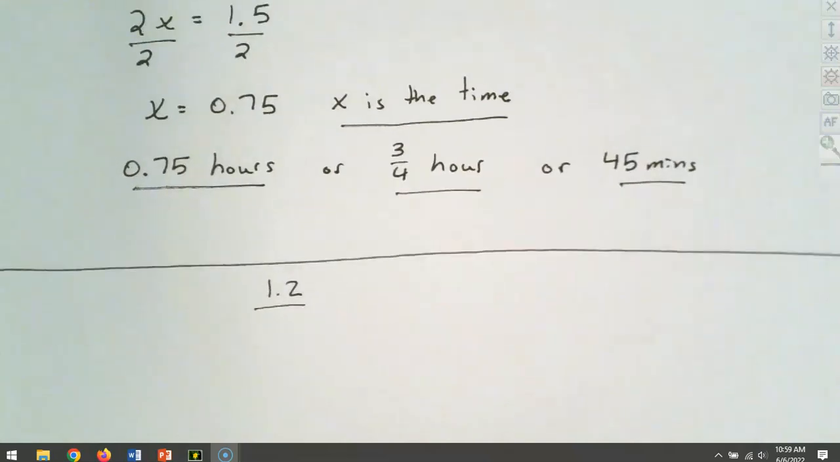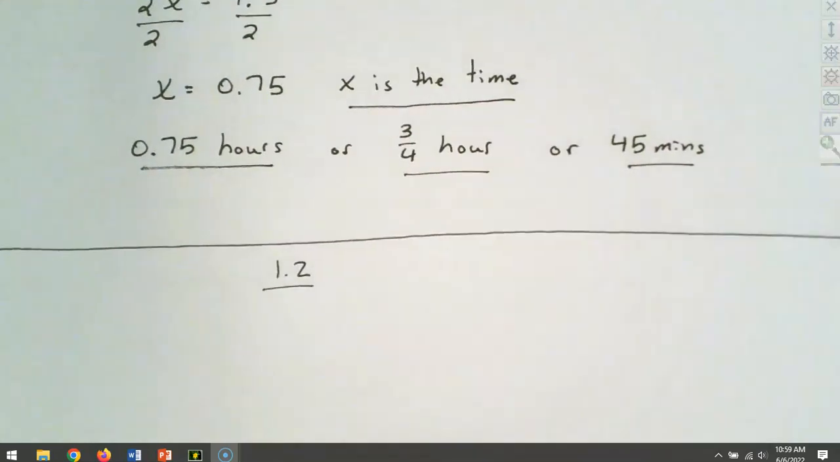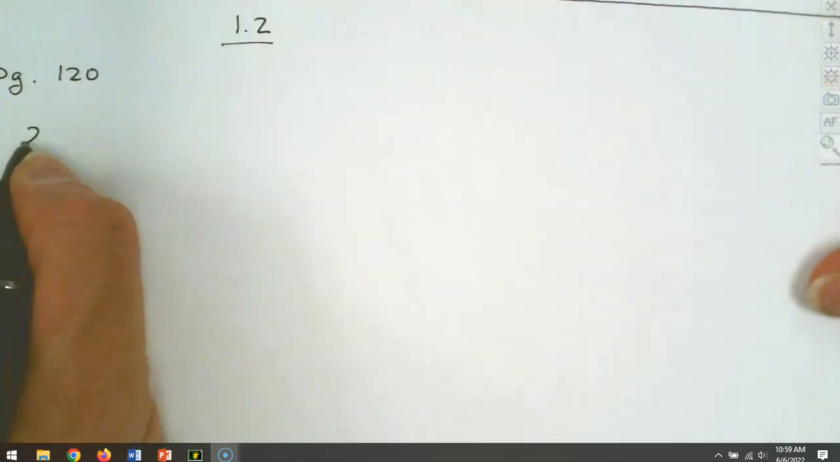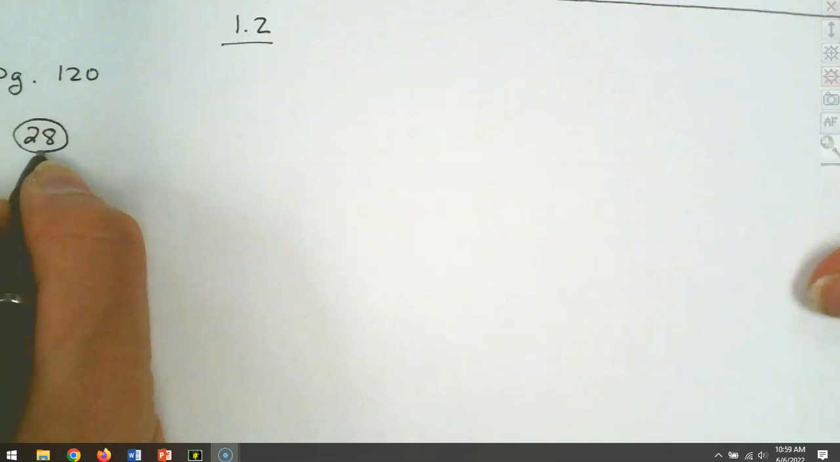Some more questions out of 1.2. So we've got a couple more types to look at. Before break, we looked at the distance problems. We looked at one of those. We've got another one to look at. And we're going to look now at question 28, and this is on page 120. So page 120. We're going to look at question 28.